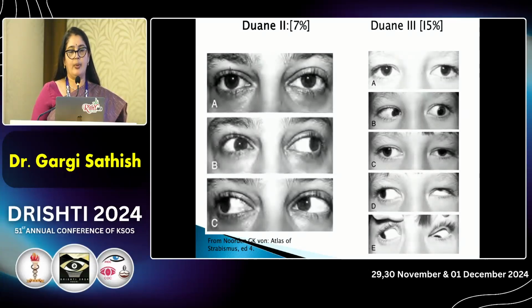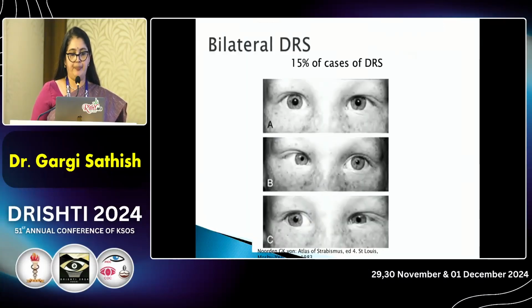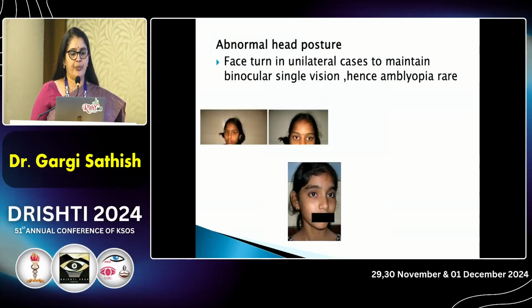Also in Duane 3, there will be restriction of both adduction and abduction as seen in the left eye of that patient. The globe retraction and narrowing of palpebral aperture will definitely remain on attempted adduction. Bilateral Duane's is again very rare. It's actually quite a crippling condition when you have, with regards to our binocular field of vision, because there is restricted abduction in both sides. But thankfully it is quite a rare condition.